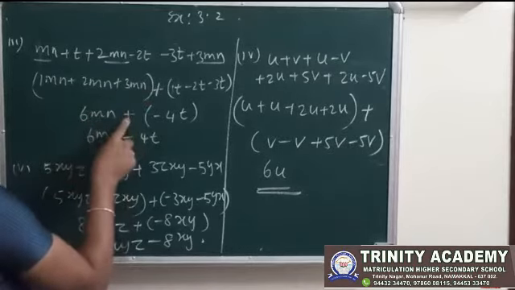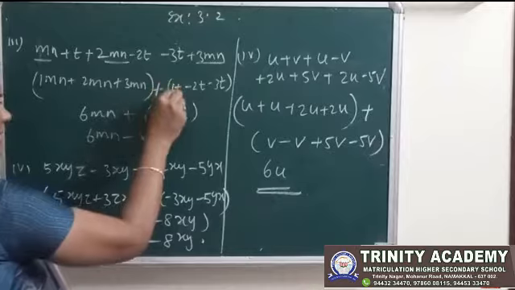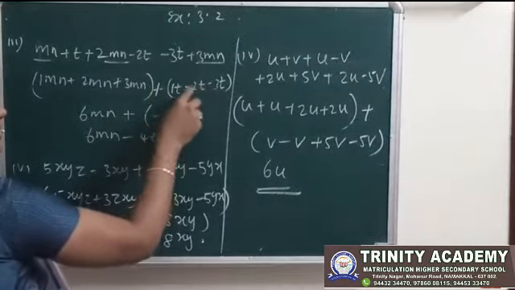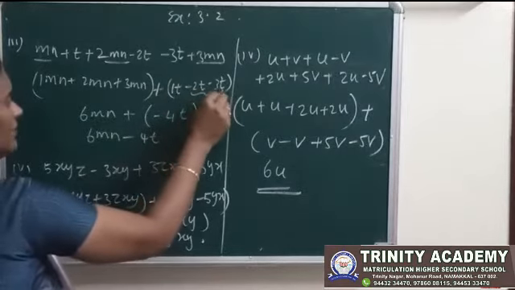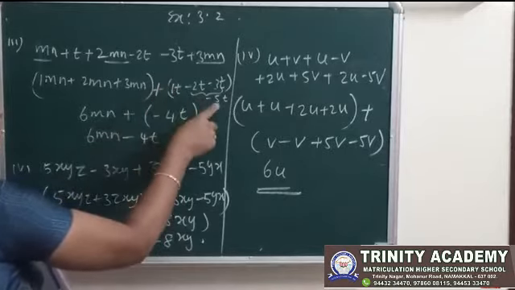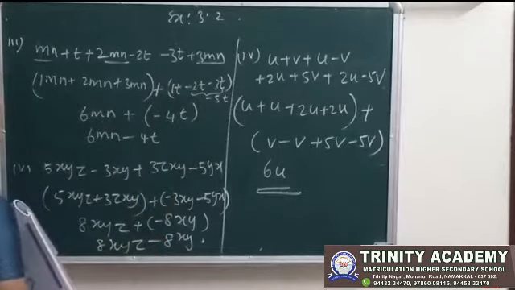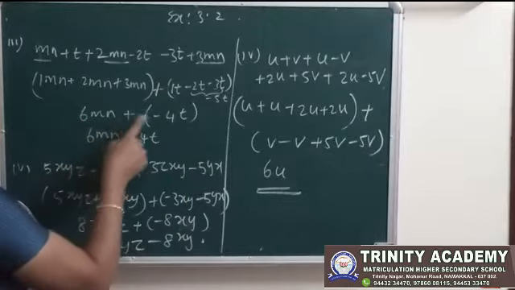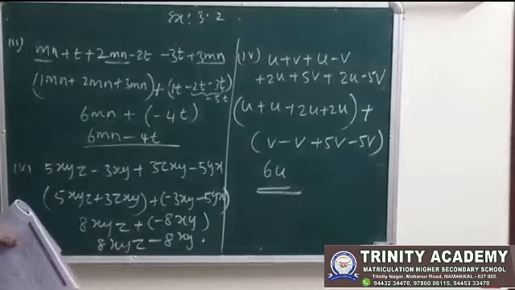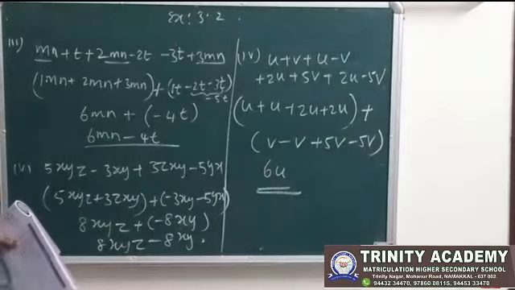Plus, you write this plus as it is. Here 1t minus 2t minus 3t. Here these two terms are minus, so when we add these two, we get minus 5t. Here plus 1t, so plus 1t minus 5t is minus 4t. That is 6mn plus into minus, minus 4t. So, the answer is 6mn minus 4t.